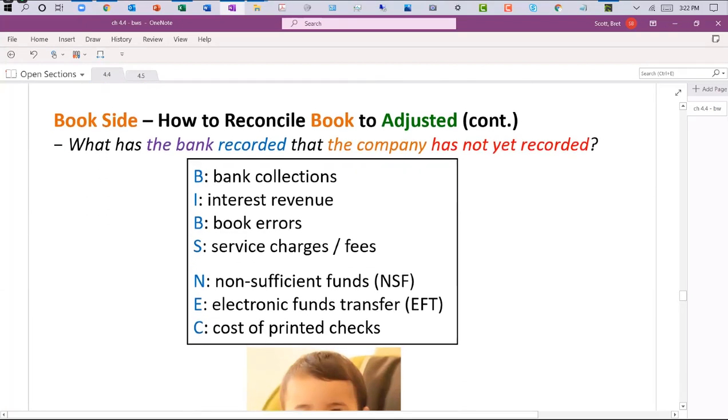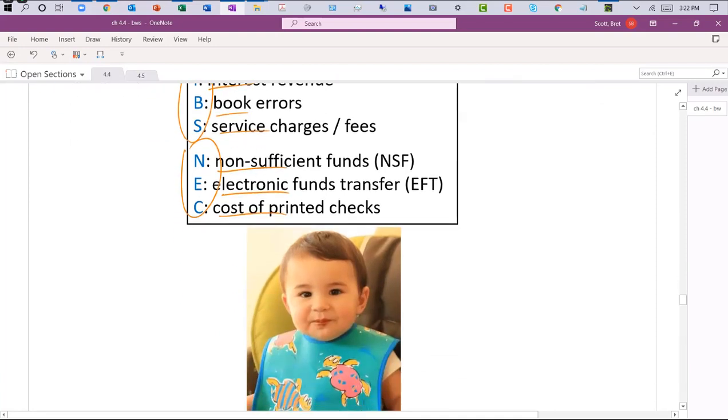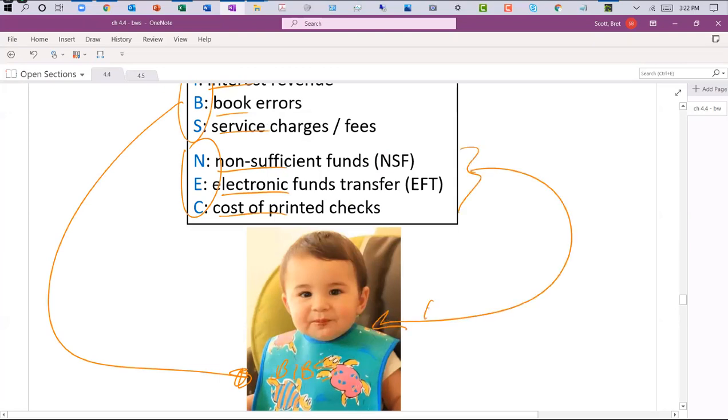So, how do you sort of remember all these different things on the book side? Well, bank collections, interest, book errors, service fees, NSF, EFTs, cost of checks. That's BIBS. And bibs go around what? The neck. So, this is not my kid, by the way. This kid's way too cute. If you think about a bib, right, this is the bib. Bibs go around what? Bibs go around the neck. Granted, it's NECK, right? But you get the idea. If it helps you remember what goes on the right side, think bib's neck. If you think about the left side, just remember date of birth, DOB.